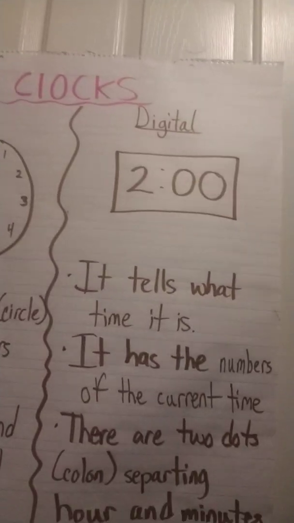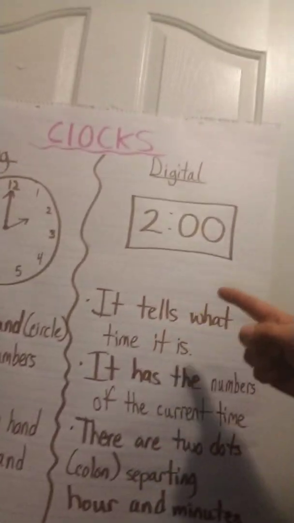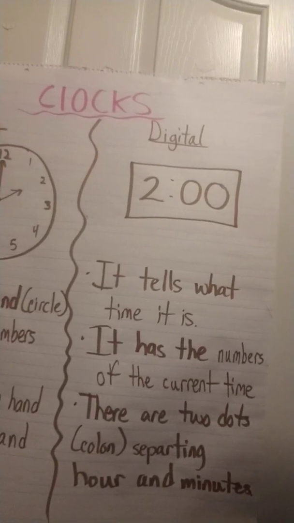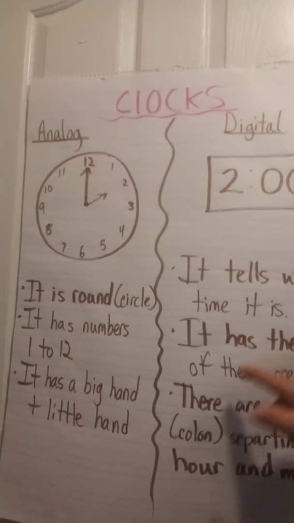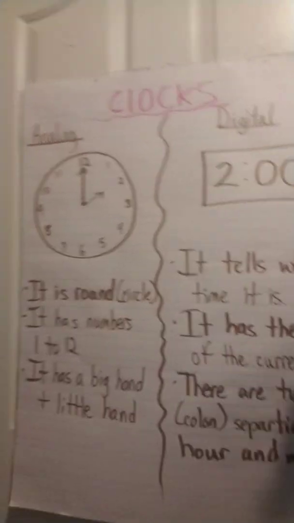Another clock you're going to learn today is called the digital clock. Say digital. Very good. The digital clock, it tells you what time it is right then and there. Okay? It has the numbers of the current time. What number is that? 2.